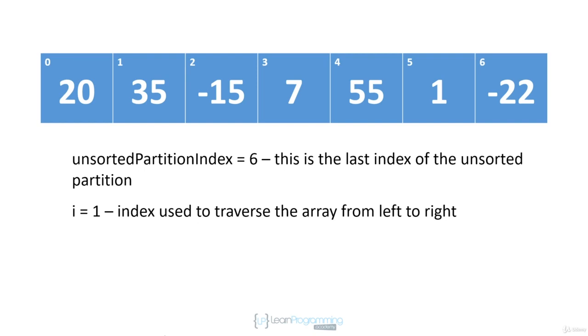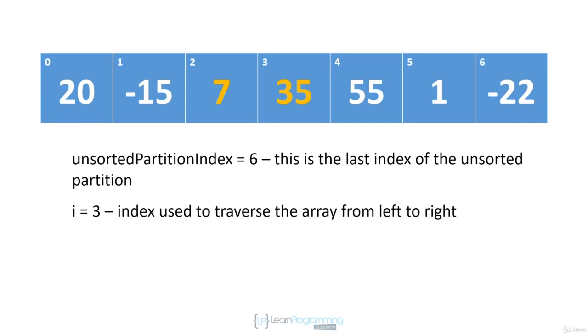So now we're going to look at the element at position 1 and compare it with the element at position 2. And in this case, 35 is greater than minus 15, so we swap them. So now minus 15 will be at position 1 and 35 will be at position 2, and we increment i to 2. So now we're going to compare the element at index 2 with the element at index 3. 35 is greater than 7, so we swap them, and we increment i to 3.